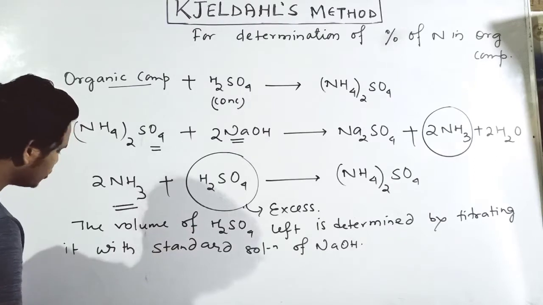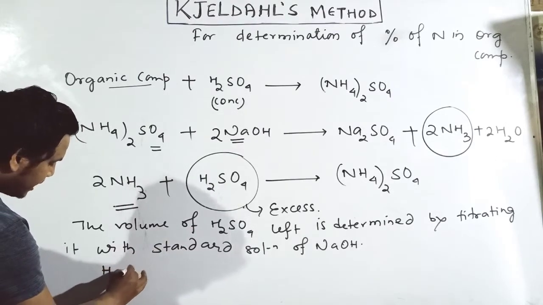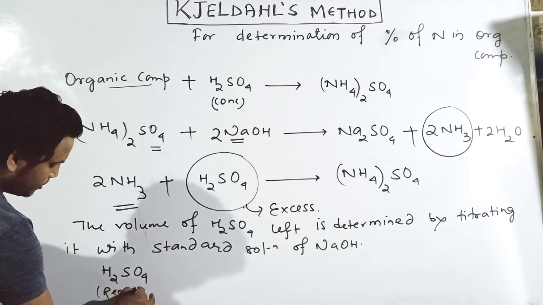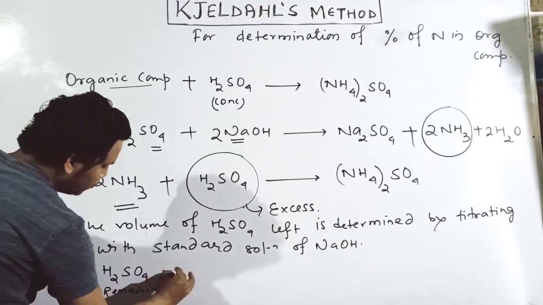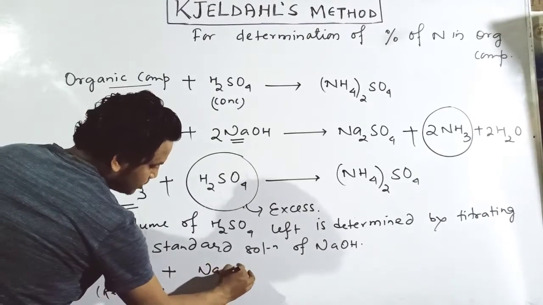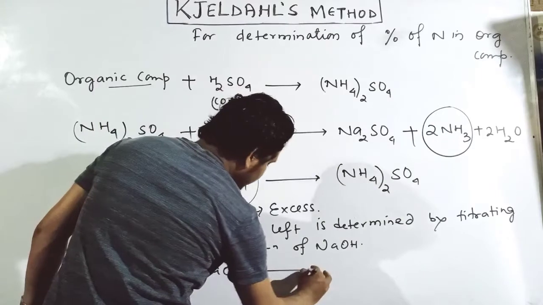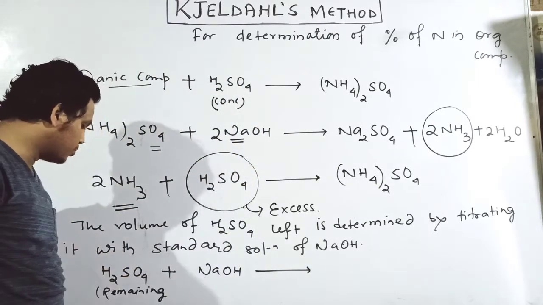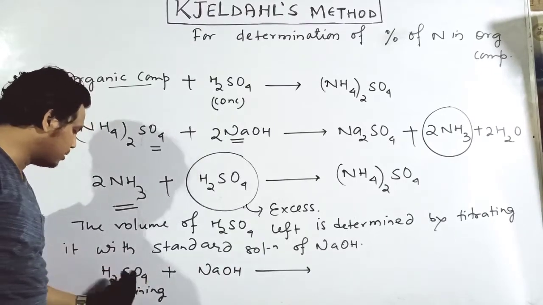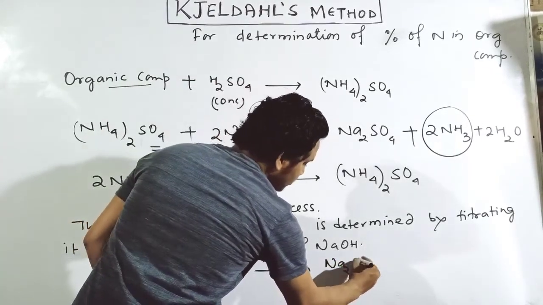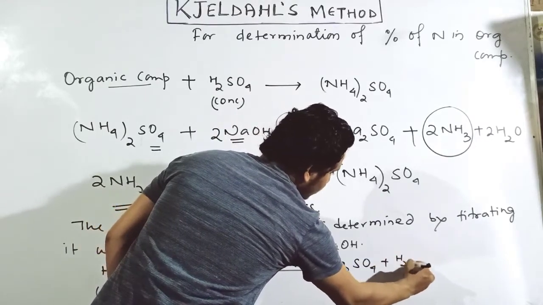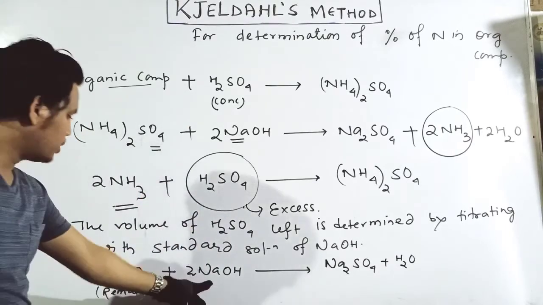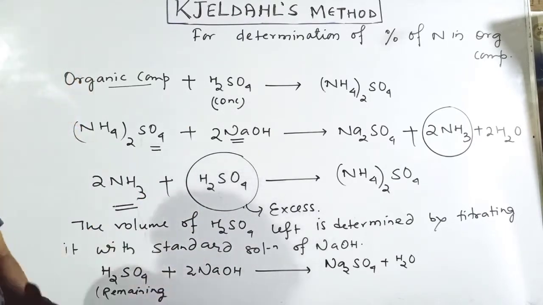Now what reaction can we write? The remaining sulfuric acid will be titrated against sodium hydroxide. If it is titrated against sodium hydroxide, what product will be formed? Sodium sulfate and water will be the products. Now you can balance it: H2SO4 + 2NaOH gives Na2SO4 + 2H2O.